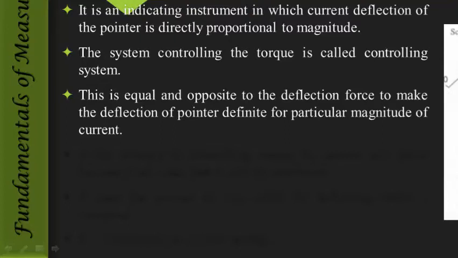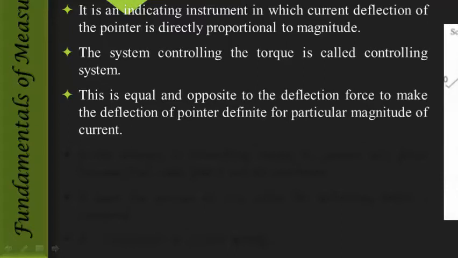So what does it mean? When I have a deflecting torque, the pointer moves from the zero position to another position. You can see because of the deflecting force, the pointer has moved from 0 to 2. But what does the controlling torque do? The controlling torque gives the equal and opposite force to control your deflecting torque.